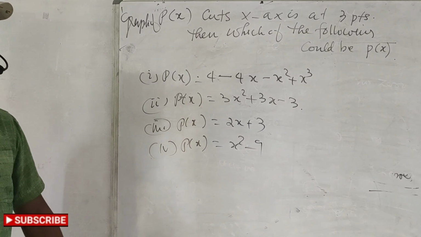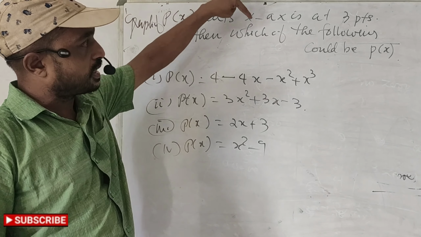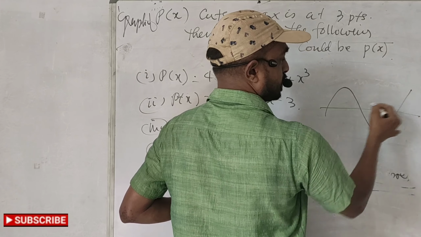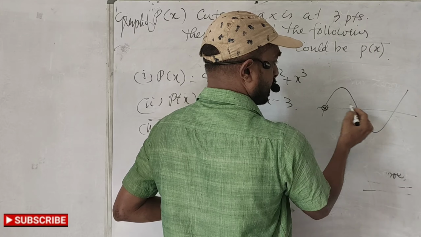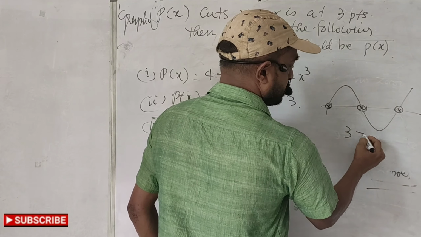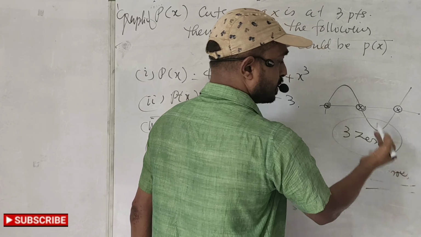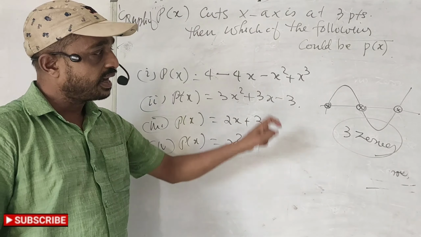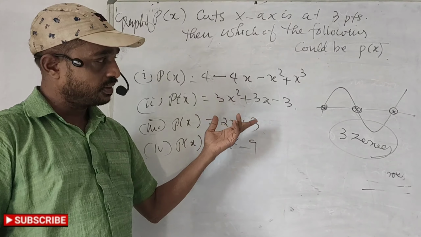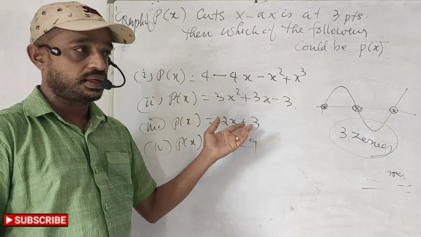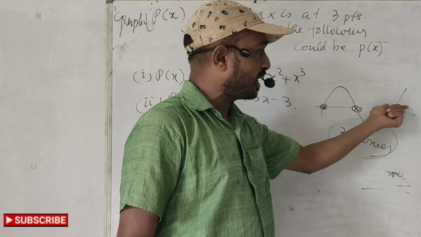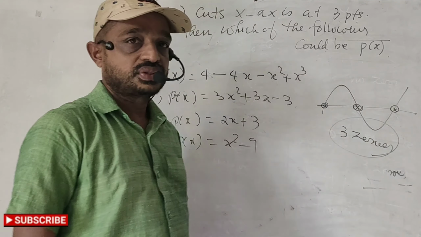See, it is given that the graph of a polynomial p of x cuts the x-axis at 3 points like this. So how many zeros will be there? 3 zeros will be there. So if a polynomial has 3 zeros, it could be a third degree polynomial. A third degree polynomial will have 3 zeros, a second degree polynomial will have 2 zeros, a first degree polynomial will have only 1 zero. So 3 points of intersection are there with the x-axis, so this polynomial has 3 zeros.